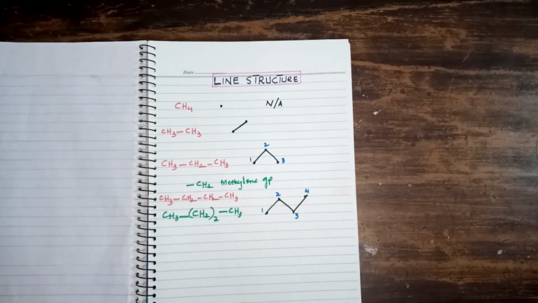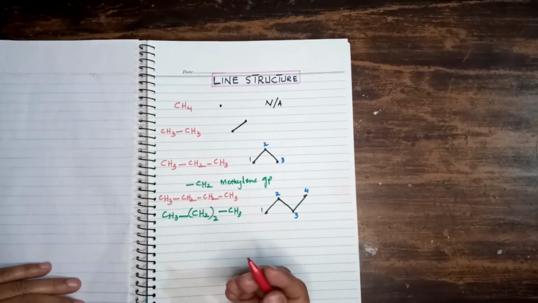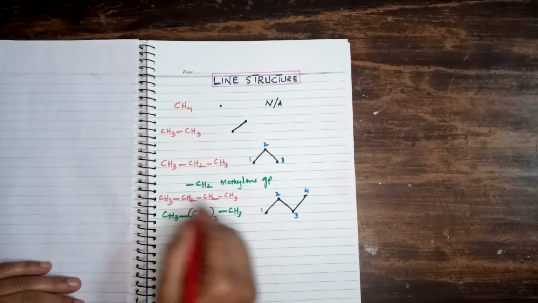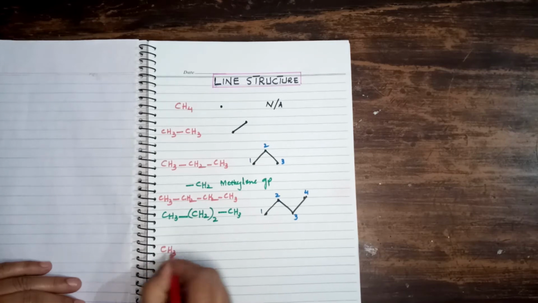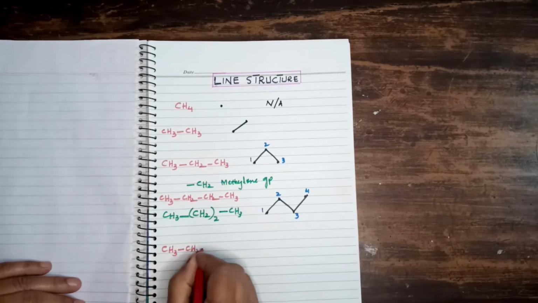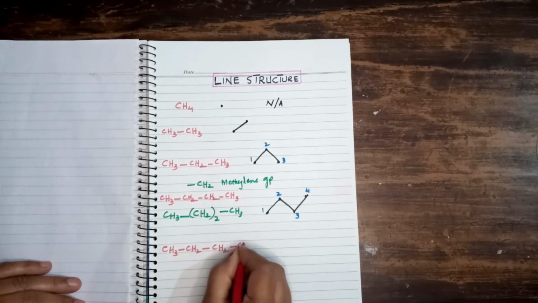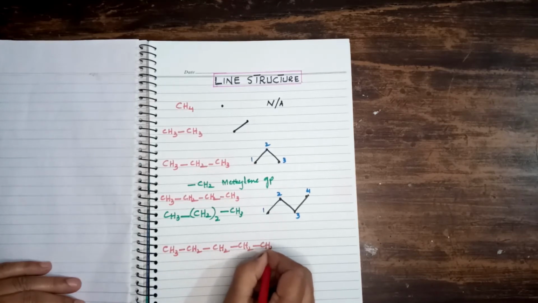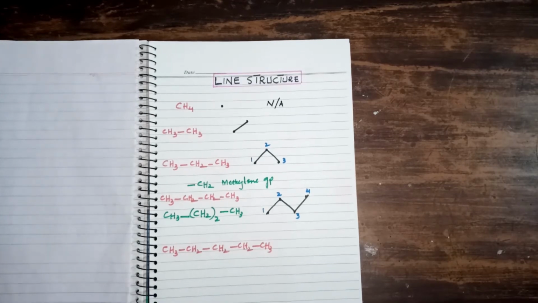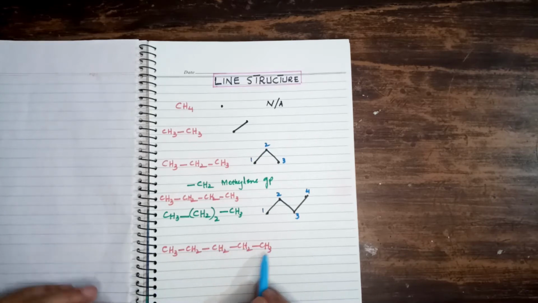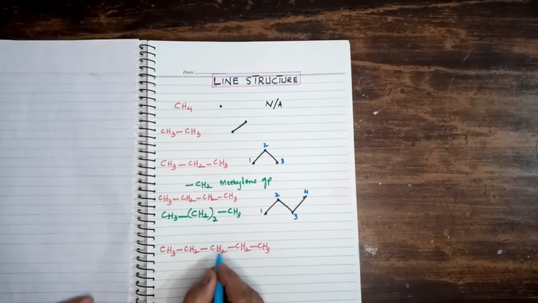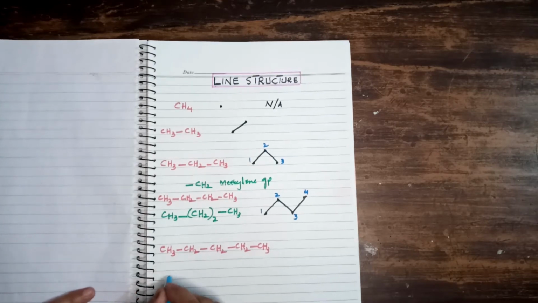Okay students. Now if we are asked to draw the line structure of pentane, first of all we write the structural formula for pentane, that is CH3, CH2, CH2, CH2 and CH3. This is pentane. How many carbon atoms are there? 1, 2, 3, 4, 5. This is pentane. Or we can also write the condensed structure of pentane like this.